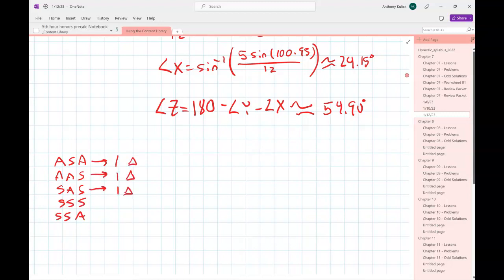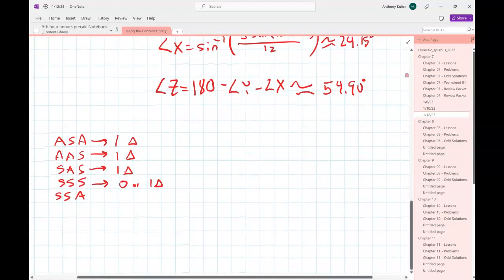Three of which are always just going to be one triangle as possible. The SSS, it's either 0 or 1, but the 0 check is really easy. It's the side-side-angle one that's where we have to be a little bit careful. So the first thing you need to check is the size of the given angle.